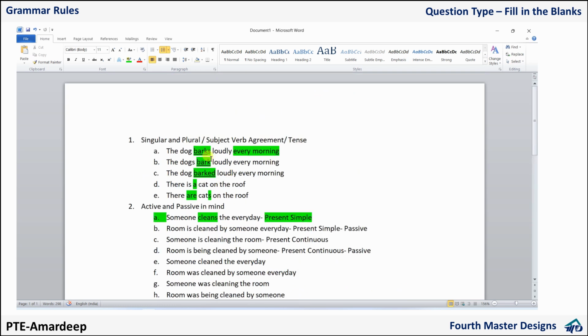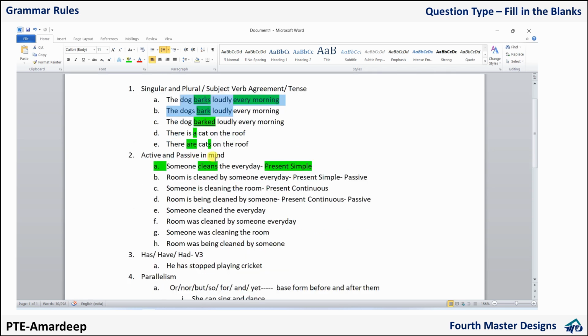Okay, I'll just go through all. Singular, plural, subject-verb agreement, and tense. Based on the subject, you need to write your verb. Based on the subject, you need to write singular or plural. Then active and passive. So with is, ing is also there. With is, your ed is also there. If it is present simple but passive, it will be is cleaned, means third form. If it is present continuous, you have to go with ing.